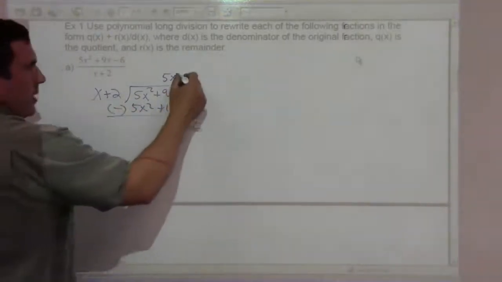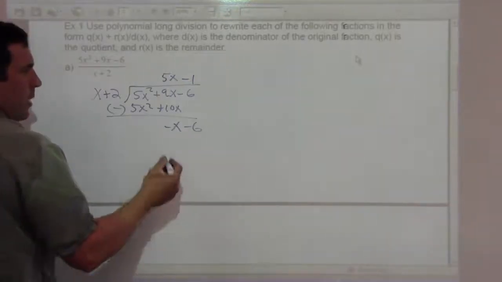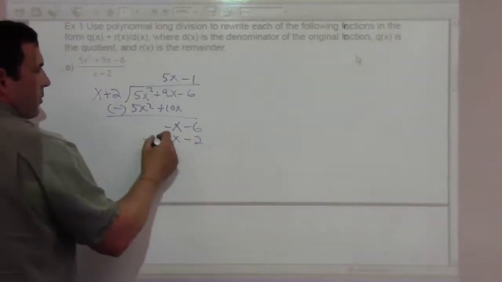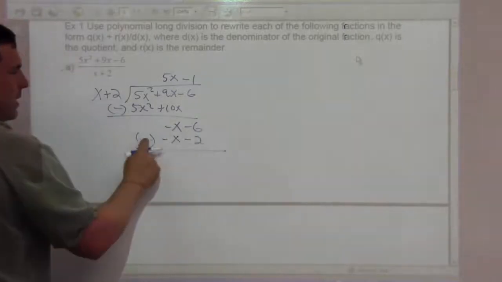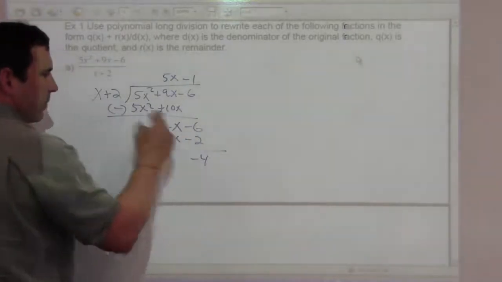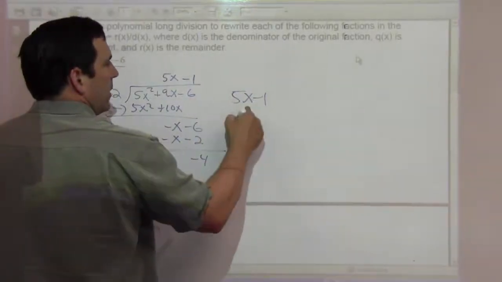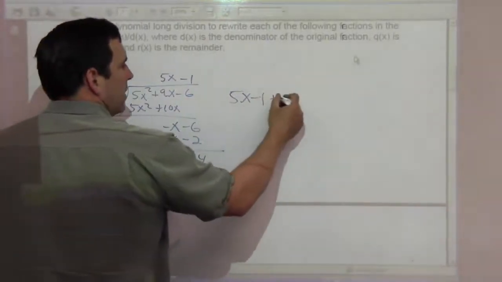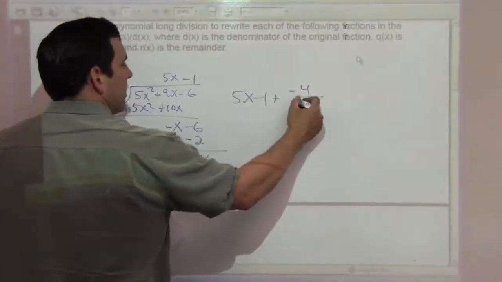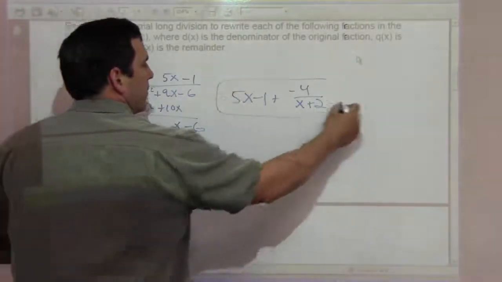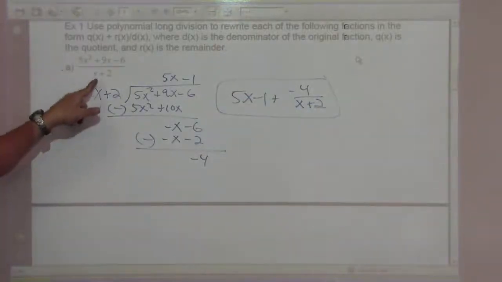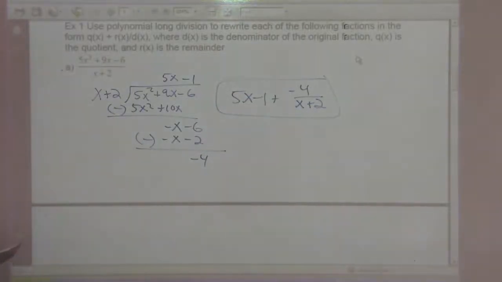X times what is negative x? That'd be minus 1. So it would be negative x minus 2. I'm going to subtract. Negative 6 minus negative 2 is a negative 4. So our result will be 5x minus 1, that's the quotient, plus negative 4, the remainder, over x plus 2, the divisor. X plus 2 is the divisor, negative 4 is the remainder. We go on to the next page.